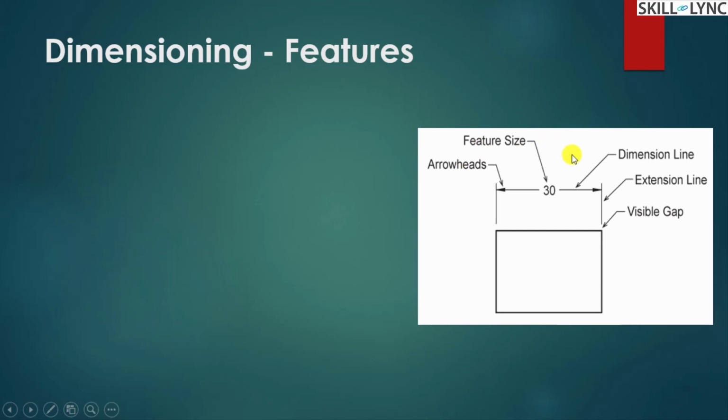With this, anyone can understand that this is going to describe the dimension or the size or the geometry of the object. So what are the features in it? The first thing is the dimension line. It means that it is horizontal or vertical or aligned or arc based on the requirement.